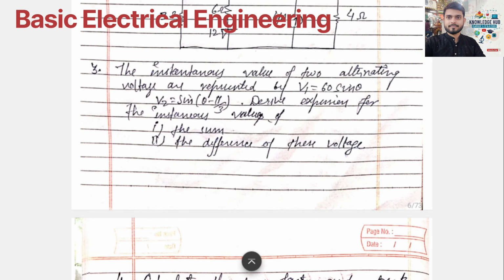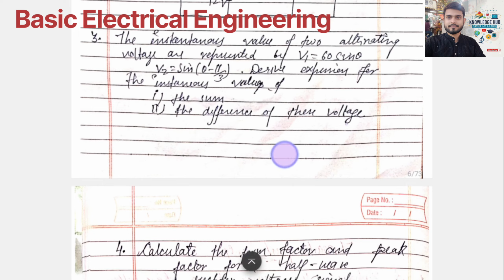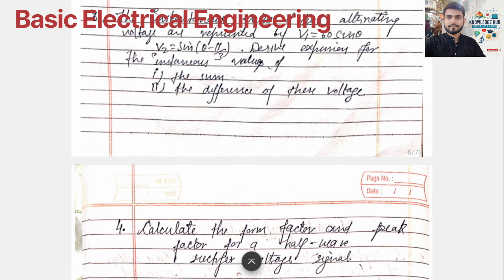Now the third question: the instantaneous values of two alternating voltages are represented by V1 = 60 sin ωt and V2 = sin(θ − π/3). Derive the expression for the instantaneous value of, first, the sum, and second, the difference of these voltages. Basically the first is the sum of the two voltages V1 and V2, and the second one is the difference of the two voltages.